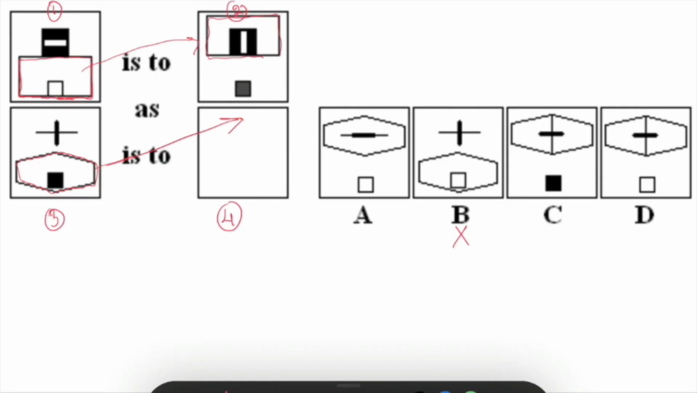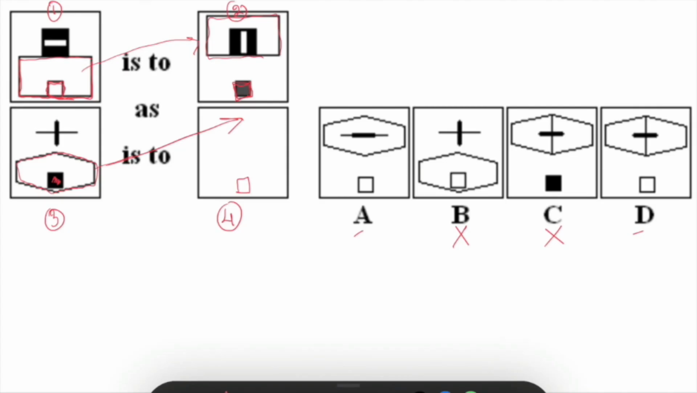Another thing is that the small square here has changed its color in pattern 2. If this is the case between 3 and 4, the black square will be a white one. This happened in A, B, and D, but not in C, so I exclude C.